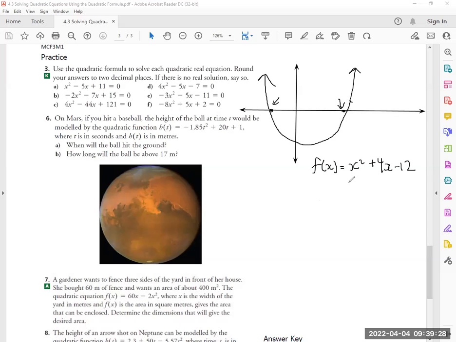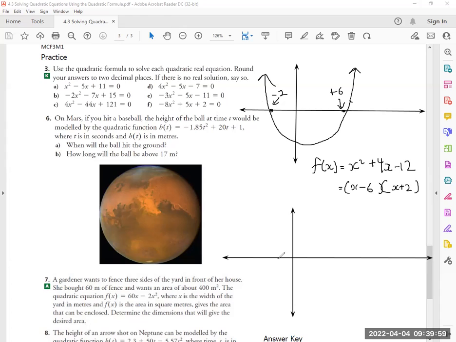Up until now, if you wanted to find the x-intercepts, you had to factor. You remember that? Like you would get x minus 6 and then x plus 2, which means that's a plus 6 and that's a minus 2, something like that. Starting to slowly ring a bell. Okay.